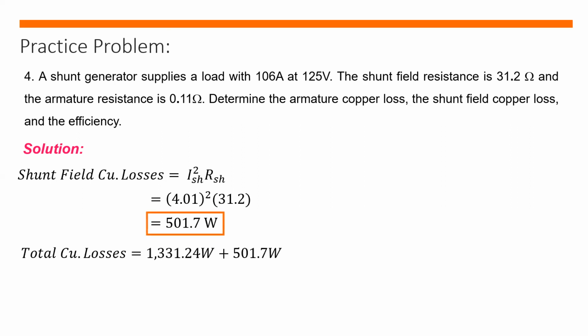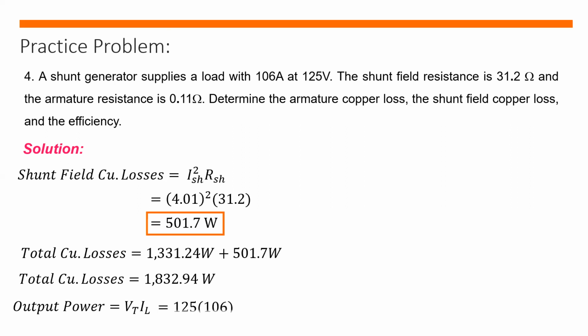So for the efficiency, we will solve for the total copper losses, that is 1,331.24 watts plus 501.7 watts, that is equal to 1,832.94 watts. So the output power is equal to terminal voltage multiplied by the load current, that is equal to 125 multiplied by 106 amperes.